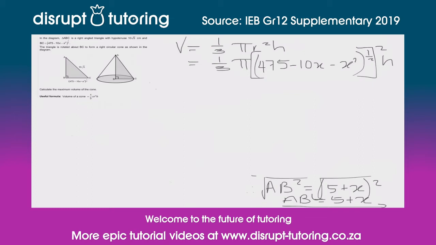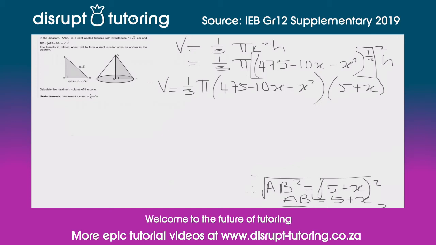Right, so the next step, V is equal to 1 over 3 pi, and then we've opened up that bracket. Can we get rid of this bracket now quickly? I think we can. Let's do that. So what do we notice? We've got a square over there and a half over there. Those two cancel each other out, and we are left with 475 minus 10x minus x squared. And that gives us the simplified version there, and we plug in our h, and the h here is 5 plus x. Remember these brackets. Don't get confused with these brackets. You've got to include them. Really, really important that you include them.